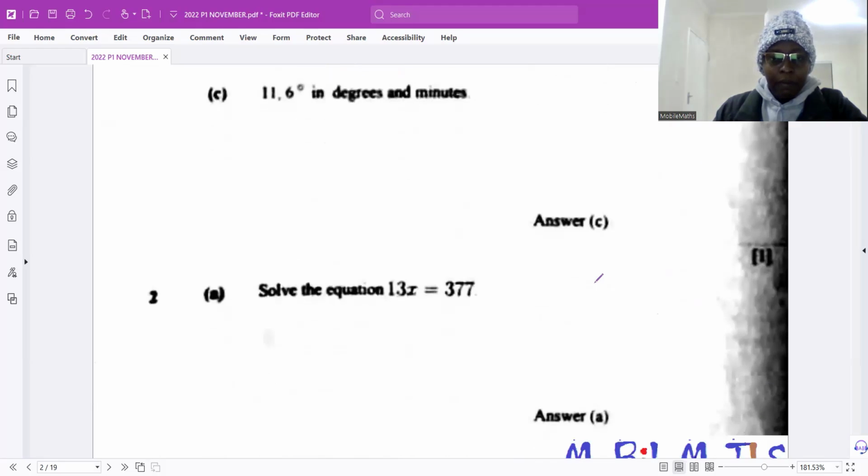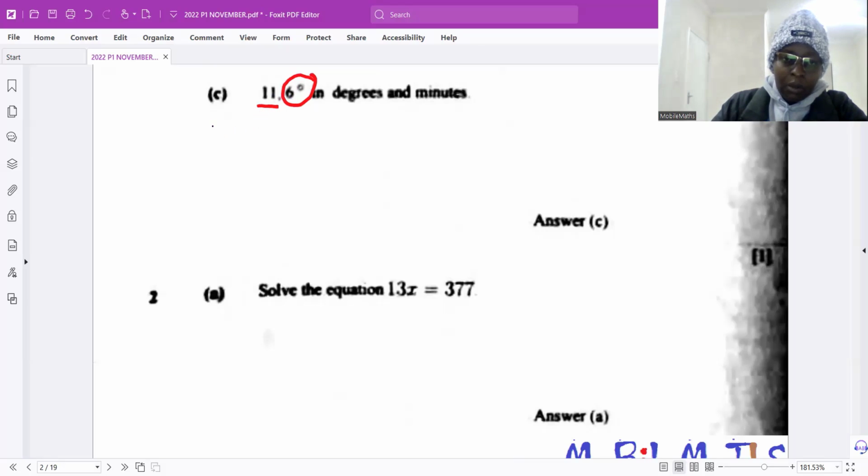Number C is saying, express 11.6 degrees in degrees and minutes. Already 11 is in degrees. What we are going to change is the 0.6 there, to write it in minutes because it is less than a degree.